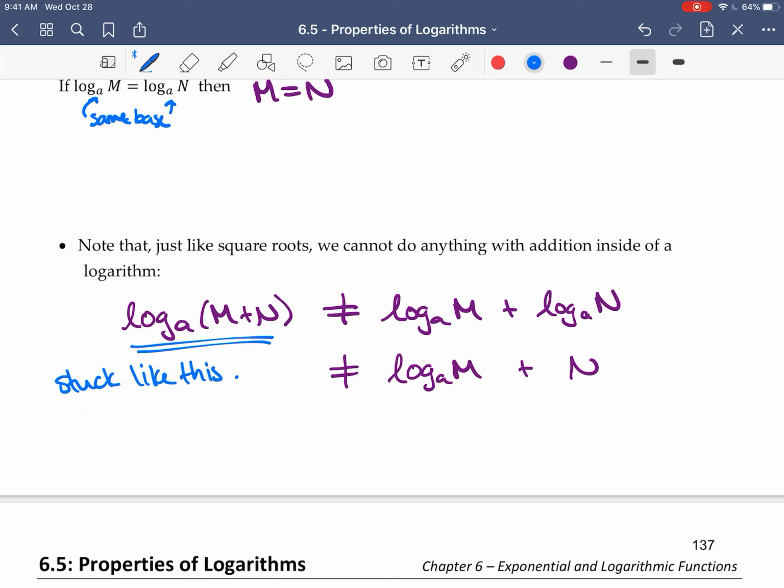So you won't be able to simplify unless you can factor something out, because then if you have multiplication, you can break it up. Don't try, and the same with minus. If the plus and minus are inside the log, that's stuck like that.